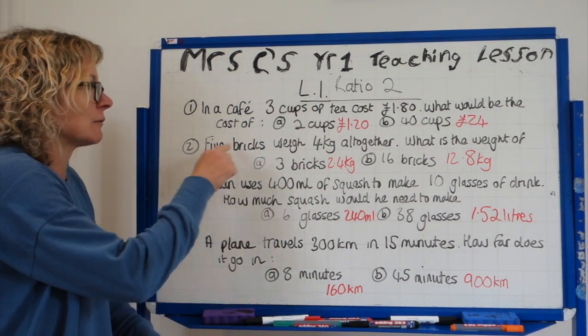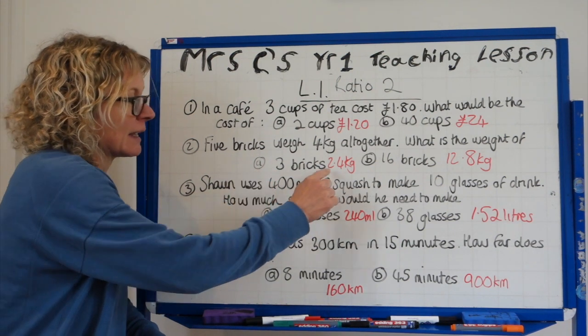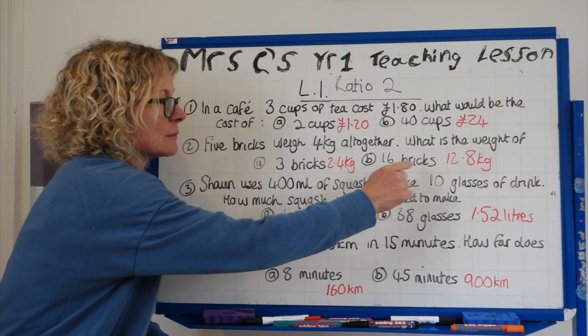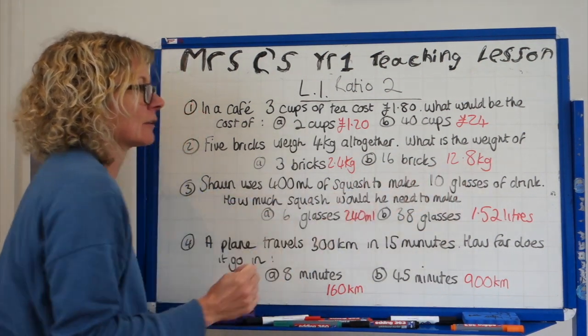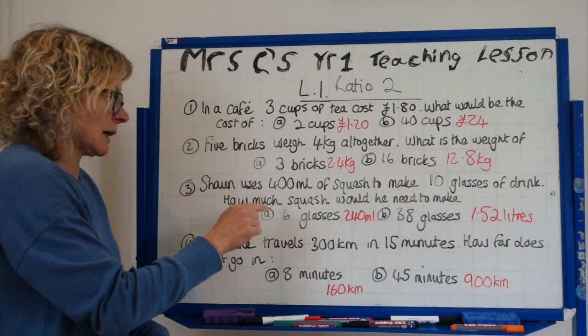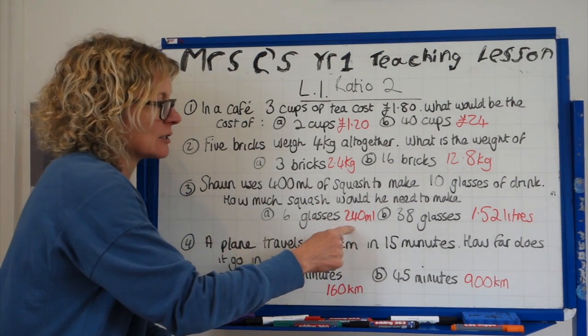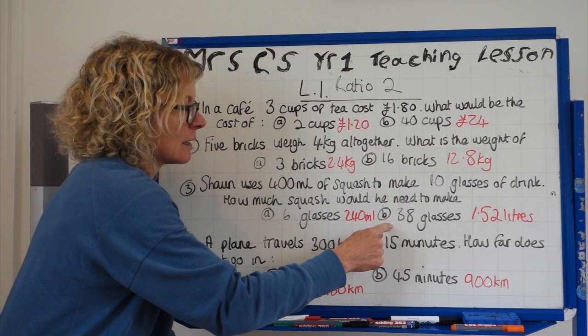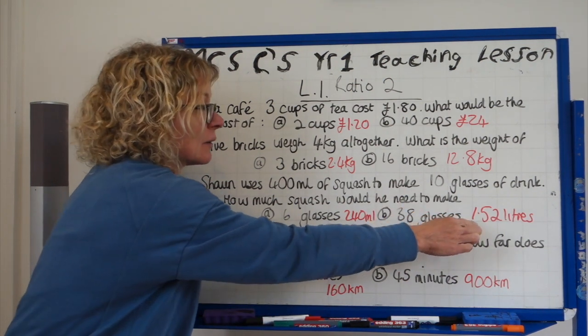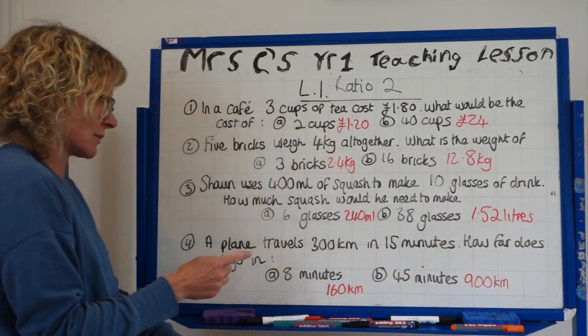Okay, number 2, 5 bricks. Your answer for A is 2.4 kilograms. Your answer to B is 12.8 kilograms. Number 3, Sean with his squash. If he makes 6 glasses, he's going to need 240 millilitres. For B, for 38 glasses, the whole class and a few friends, 1.52 litres of squash.